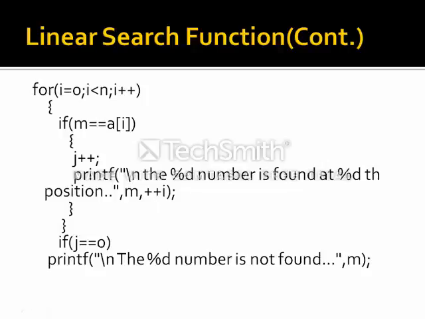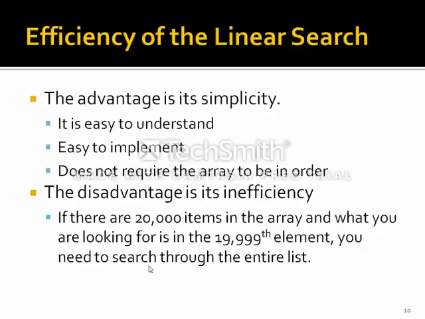Okay, now we will go from 0 to n. But if the j value never becomes 0, what does it mean? It means that the number was never found. So talking about the efficiency of a linear search, the first is it is easy to understand, easy to implement, and does not require the array to be in order. That is, it doesn't require the array to be in sorted order.